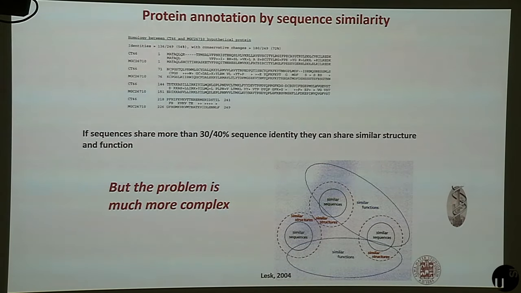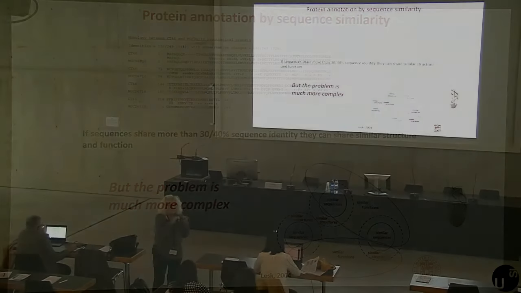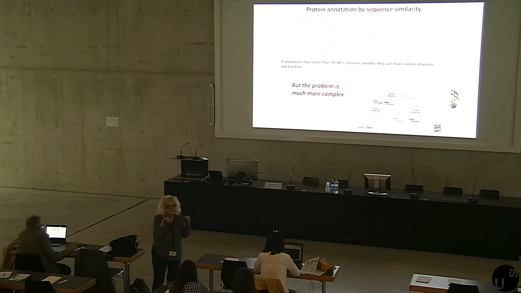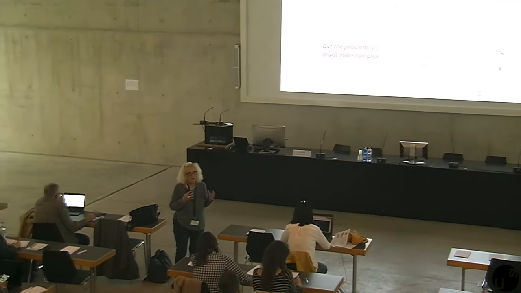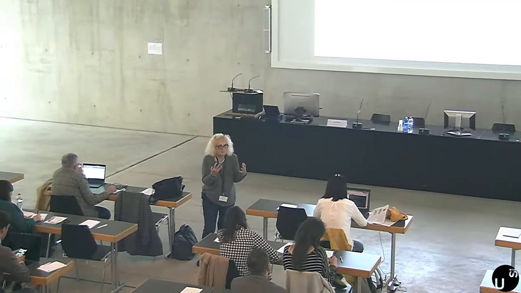Why is the problem very complicated? Well, it's very complicated because this is taken from one of the several books of Arthur Lesk on protein structure, in which by now we know for sure that similar sequences may have different structures. And therefore, there are structures that, in spite of being identical or superimposable, perform different functions in different environments, in different compartments of the cell. So the situation is rather complicated if you take into consideration all these examples. So how can you transfer function? And this is the main question.